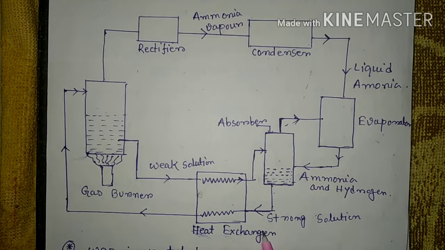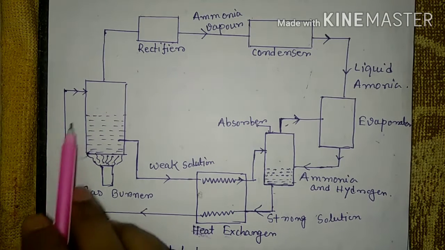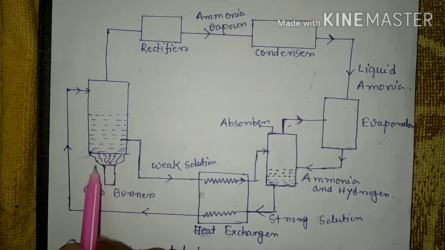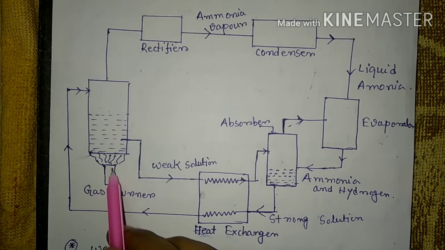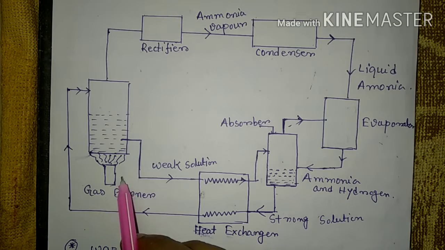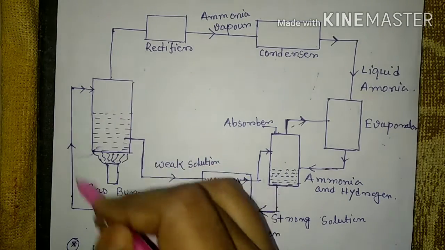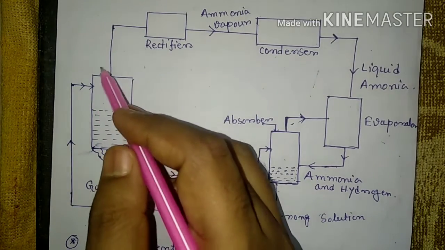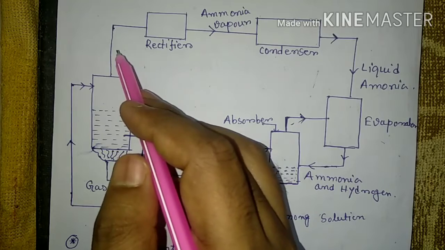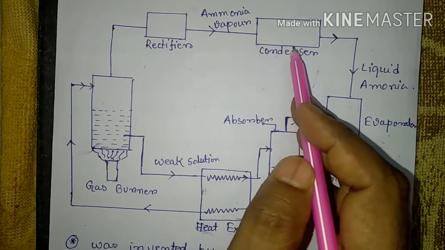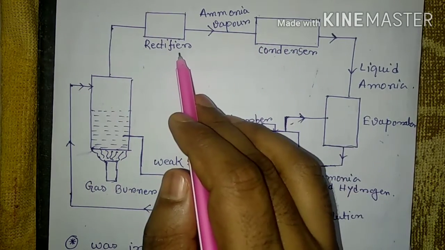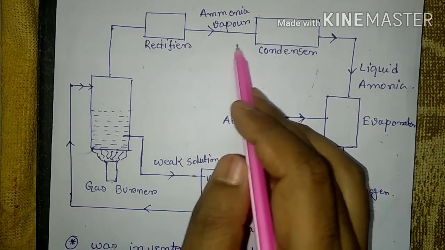It is taken from the absorber through the heat exchanger, so this is the heat exchanger, and through the heat exchanger it is heated in the generator. So this is the generator part, where heat is applied from an external source, usually a gas burner. During this heating process, ammonia vapors are removed from the solution and passed to the condenser. A rectifier, sometimes also called a water separator, is fitted before the condenser.